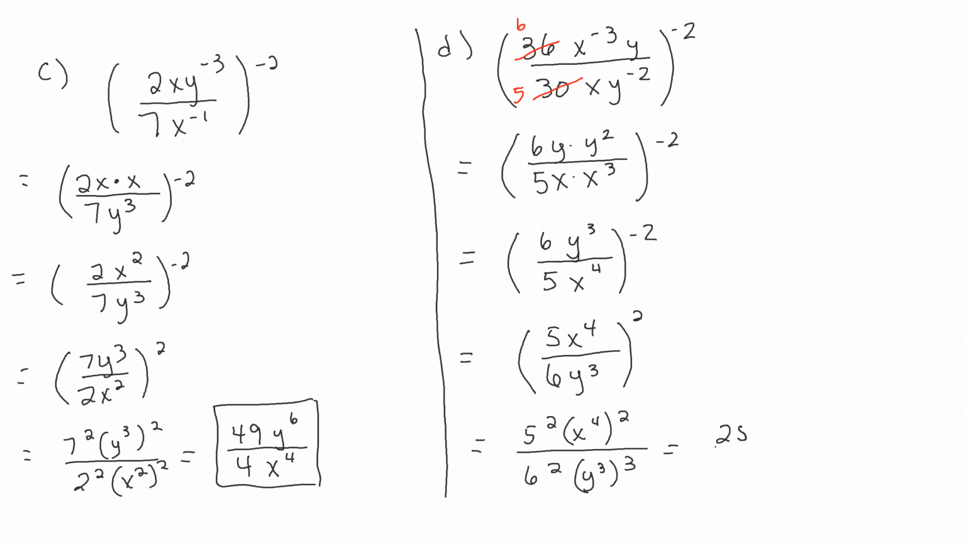5 squared is 25. X to the 4th squared is x to the 4 times 2, or x to the 8. 6 squared is 36. And then y to the 3rd cubed is y to the 3 times 3, or y to the 9th. And that's it. So just a quick recap.